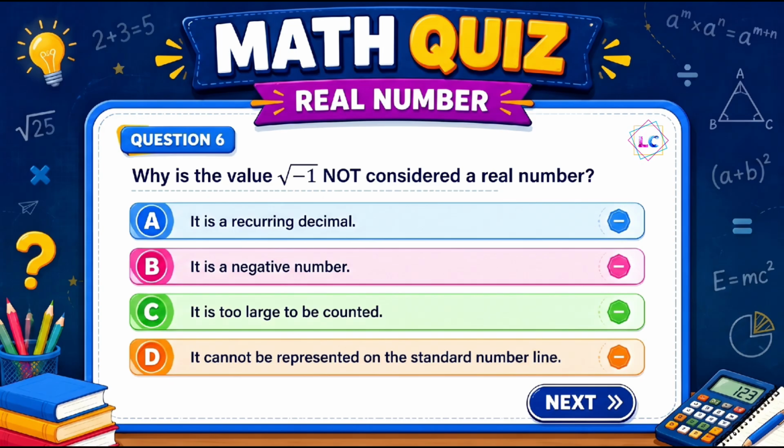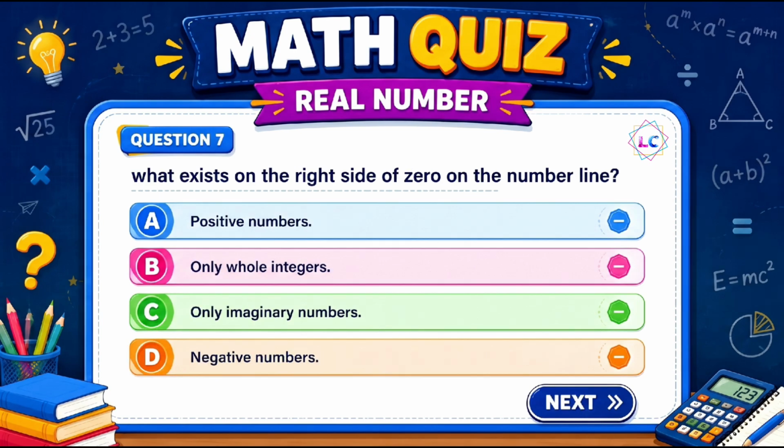Why is the value under the root -1 considered a real number? The right answer is option D. Click Next. Question number 7.